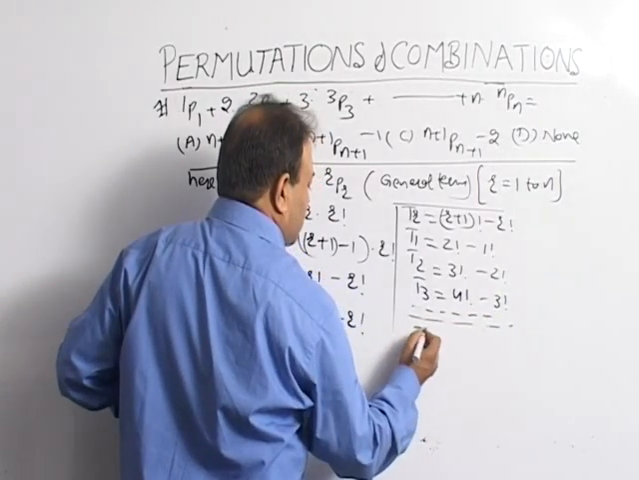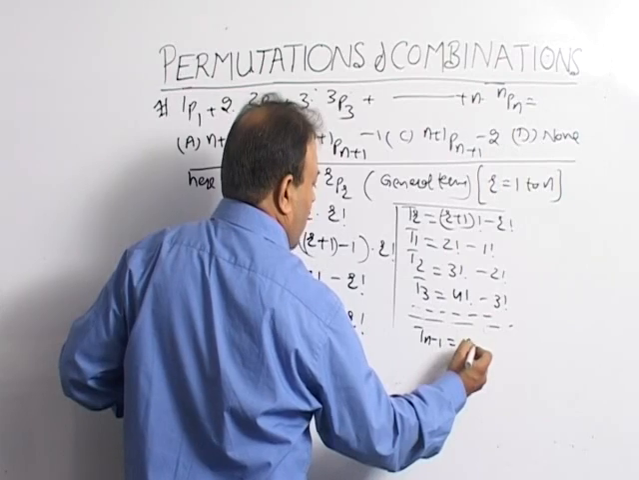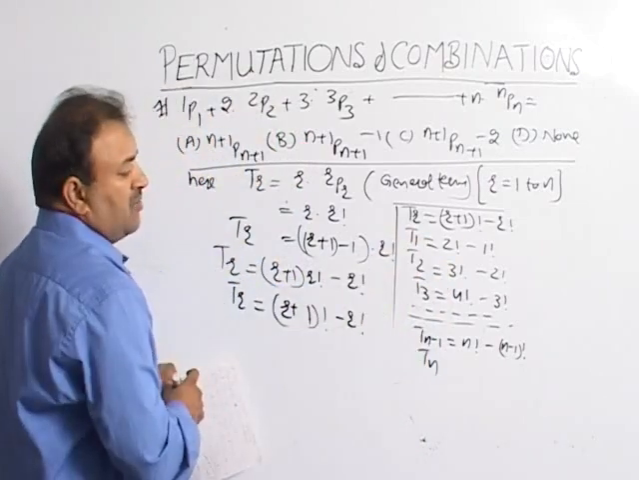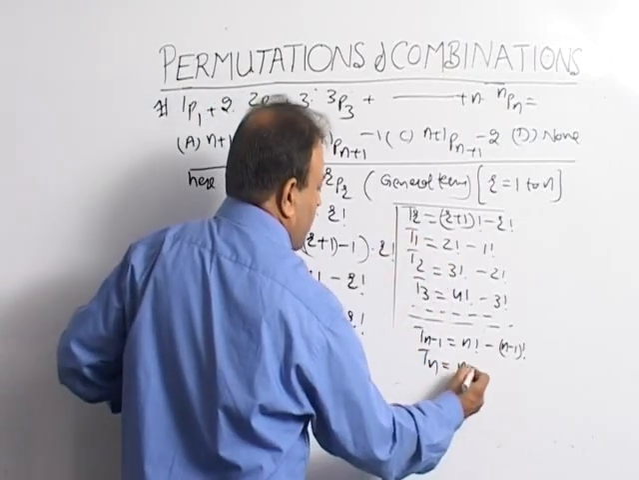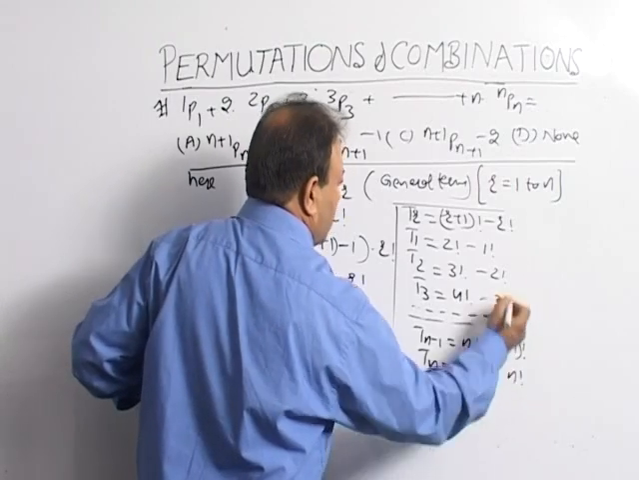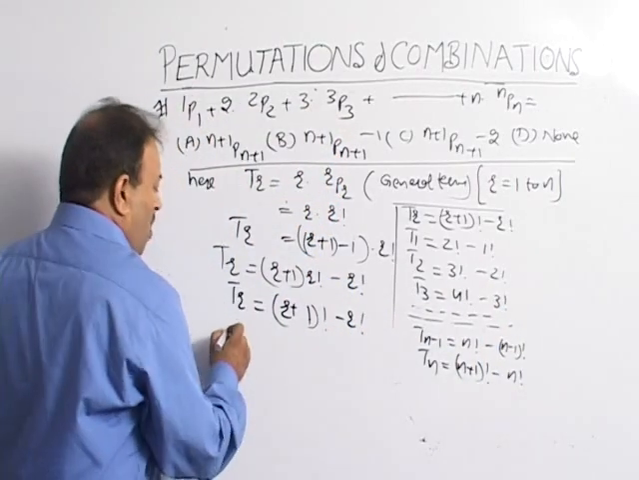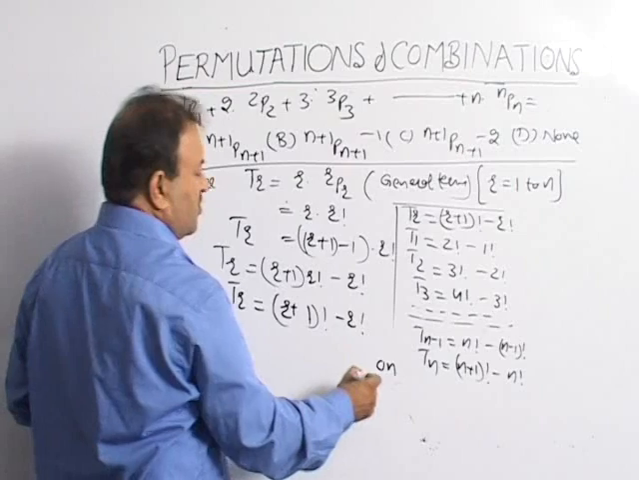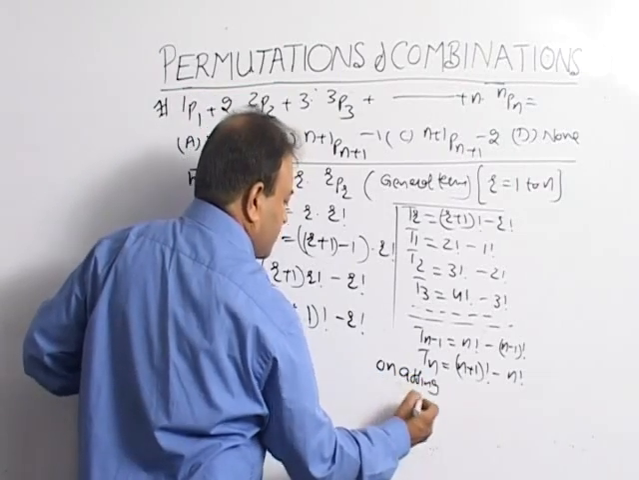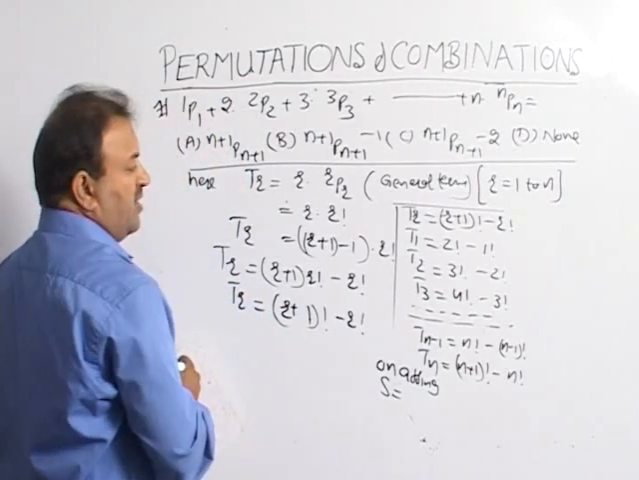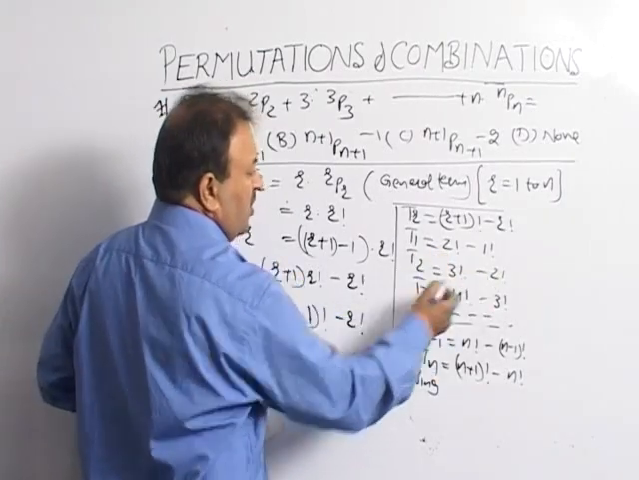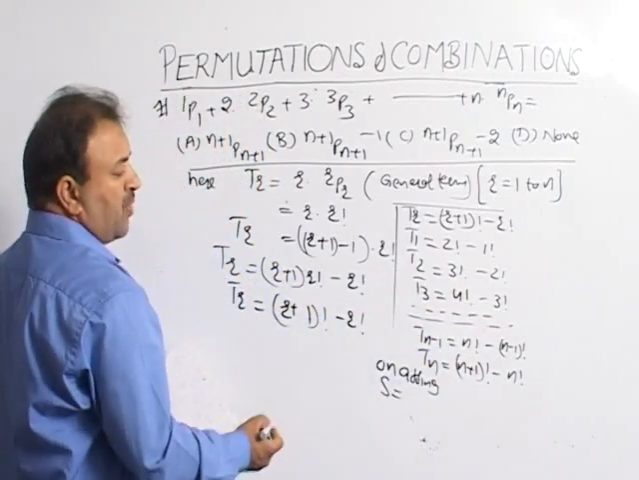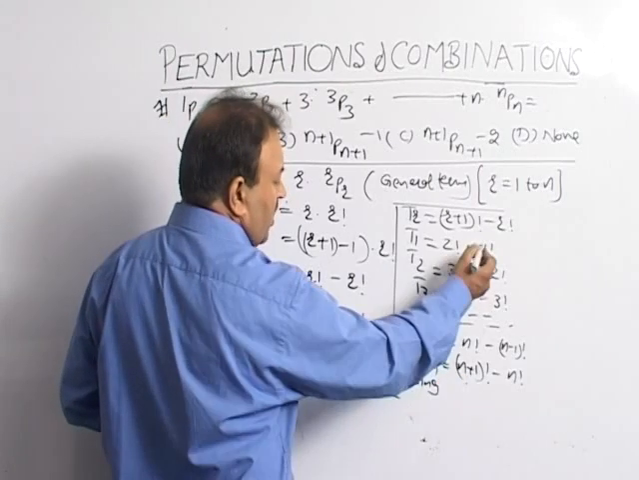It goes up to T(n-1), which is n factorial minus (n minus 1) factorial. And finally the last term, r equal to n, gives (n plus 1) factorial minus n factorial. Now on adding, we have to sum all these. S is equal to: 2 factorial will be cancelled out, 3 factorial, all diagonal terms will be cancelled out. We are left with (n plus 1) factorial minus 1.